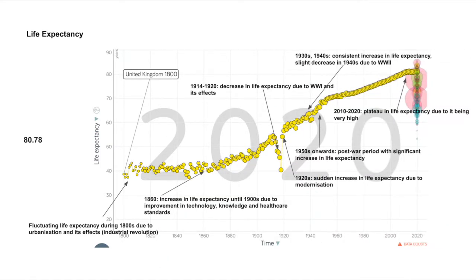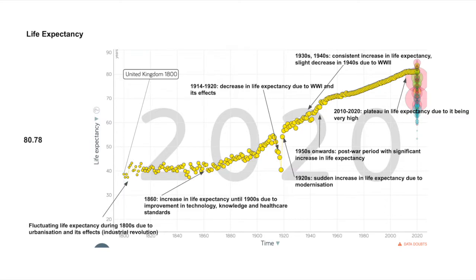And the next will be life expectancy, which is now 80.78. Due to the Industrial Revolution in the 1800s, life expectancy flattened after the arrival of 1860. Due to the increase in technology and improvement of healthcare standards, life expectancy was extended.